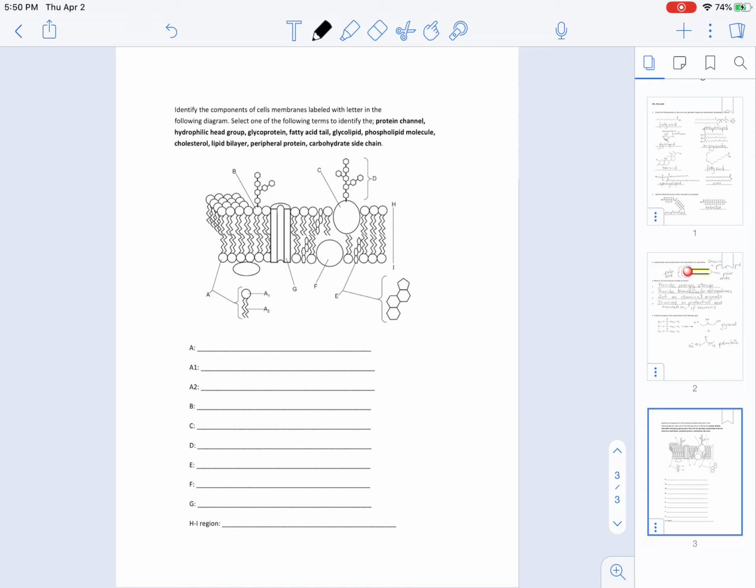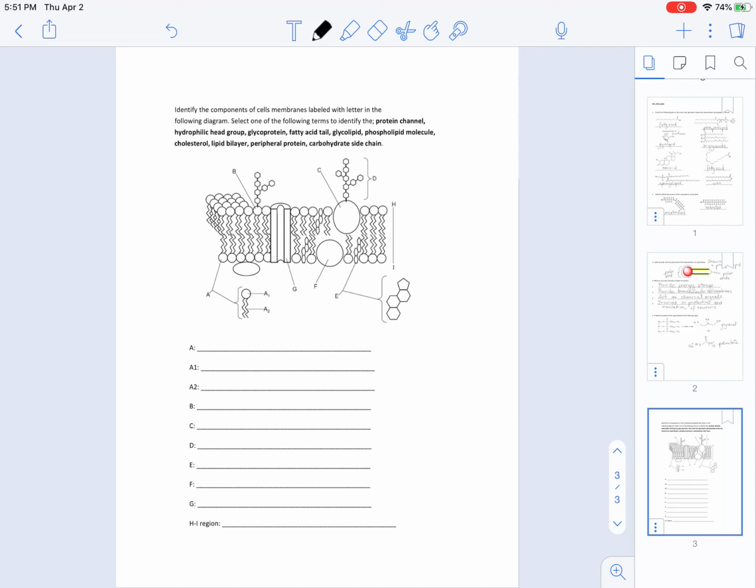On the last part of this handout, we are going to identify the different components in cell membranes, and you have to select from the list given. As you can see, you have protein channel, hydrophilic head group, glycoprotein, fatty acid tail, glycolipid, phospholipid molecule, cholesterol, lipid bilayer, peripheral protein, carbohydrate side chain. This is just a cross section of a cell membrane. So let's label the different components.